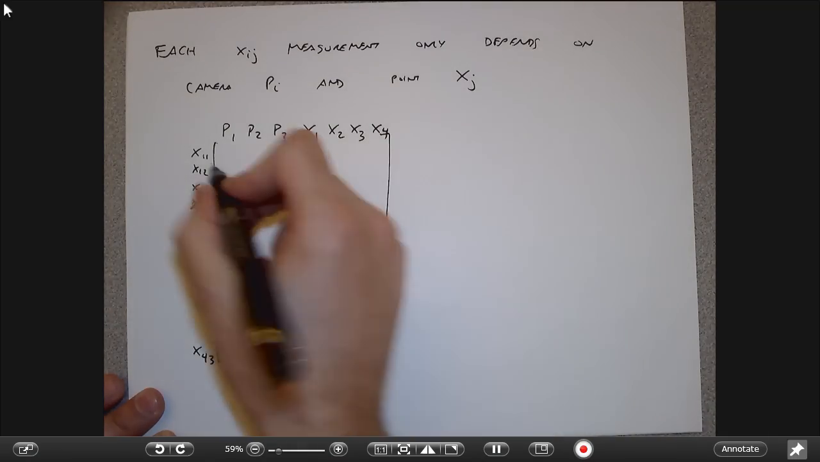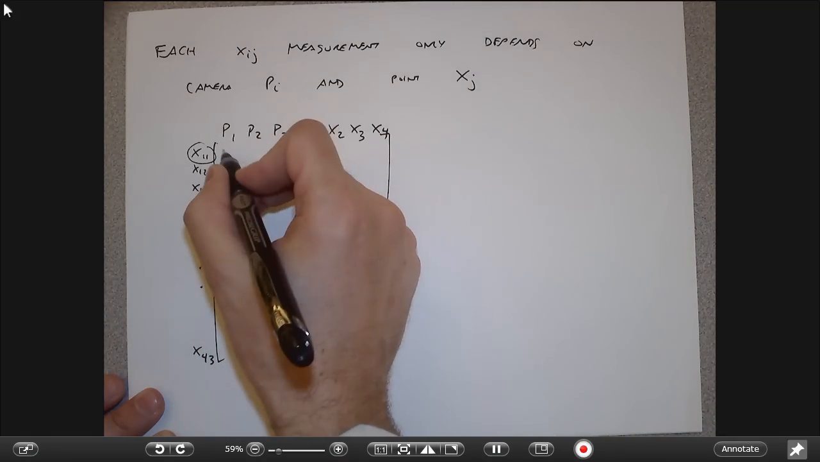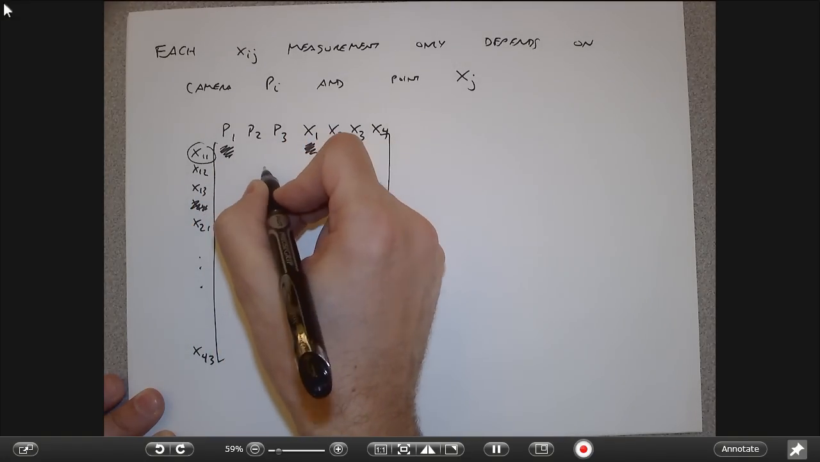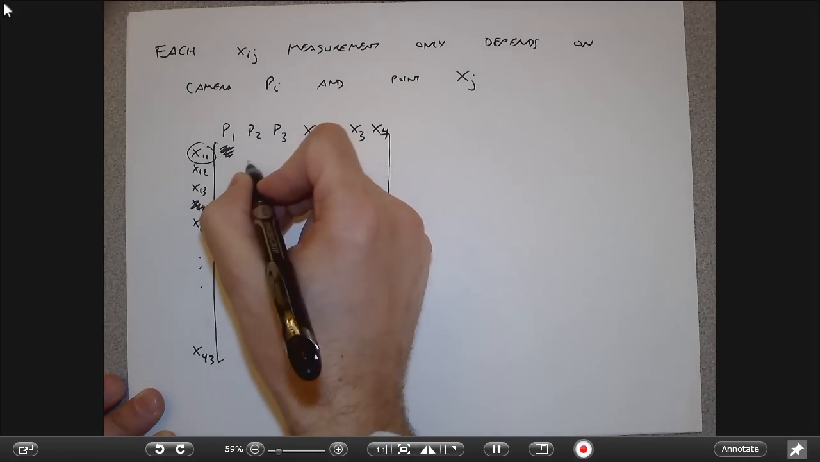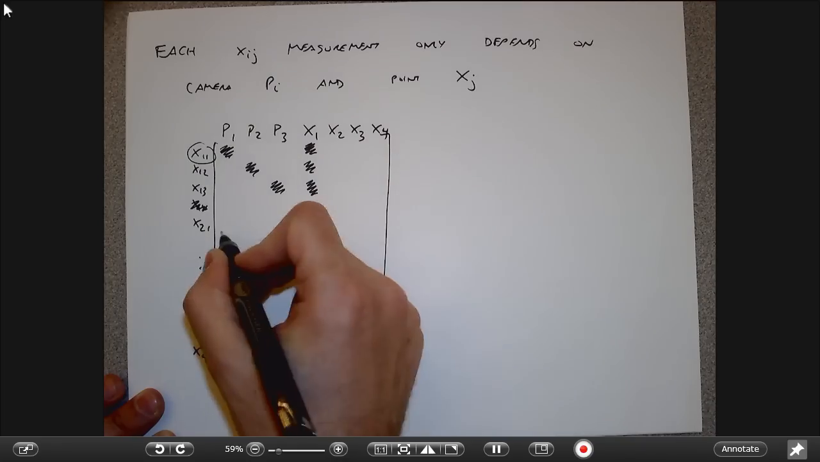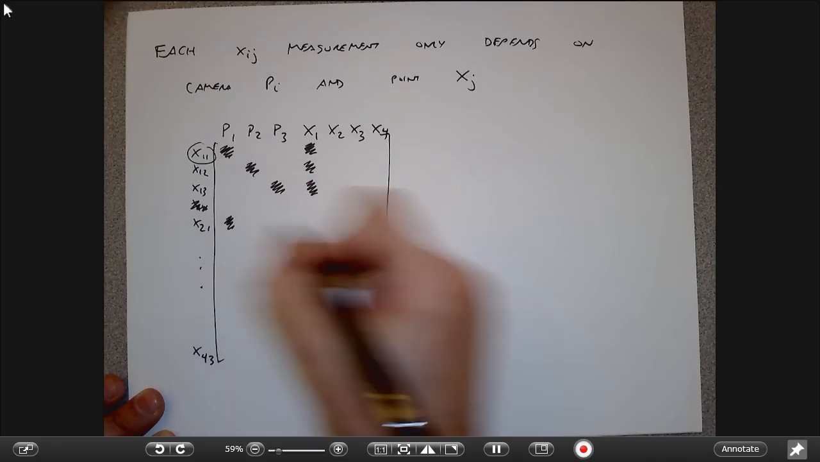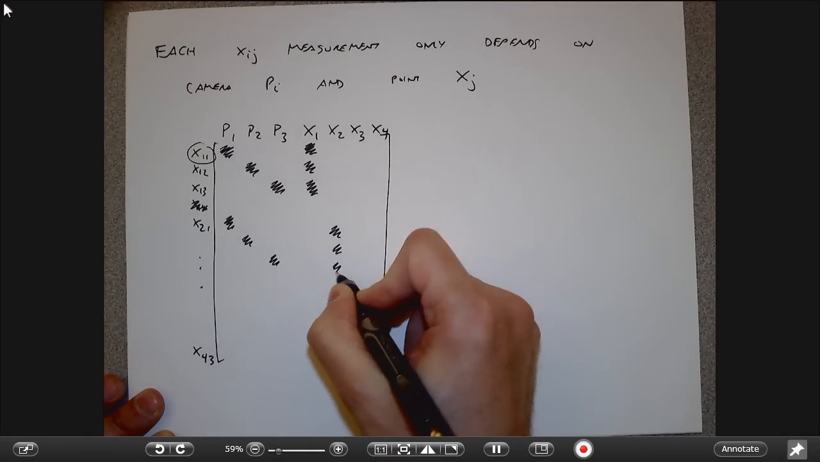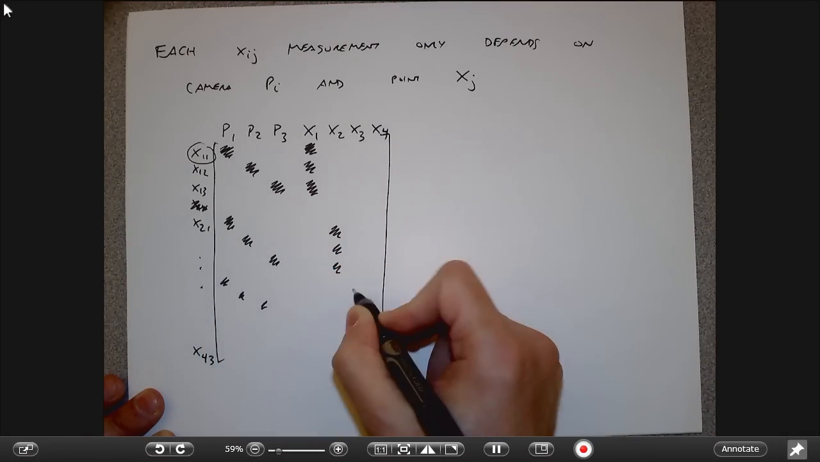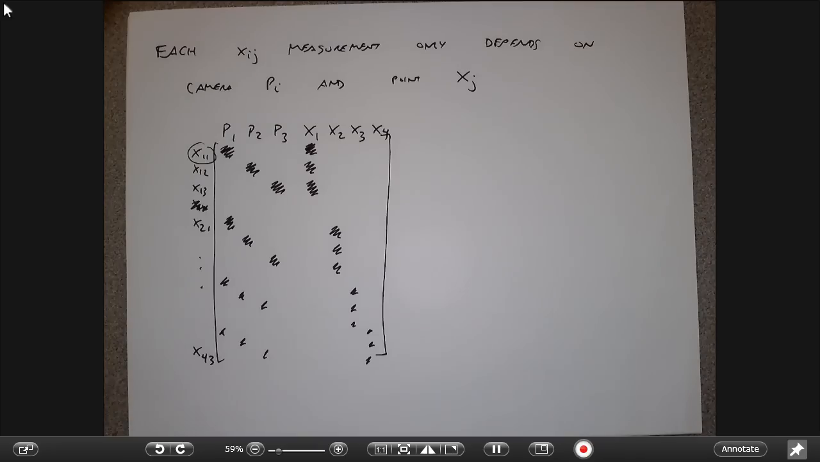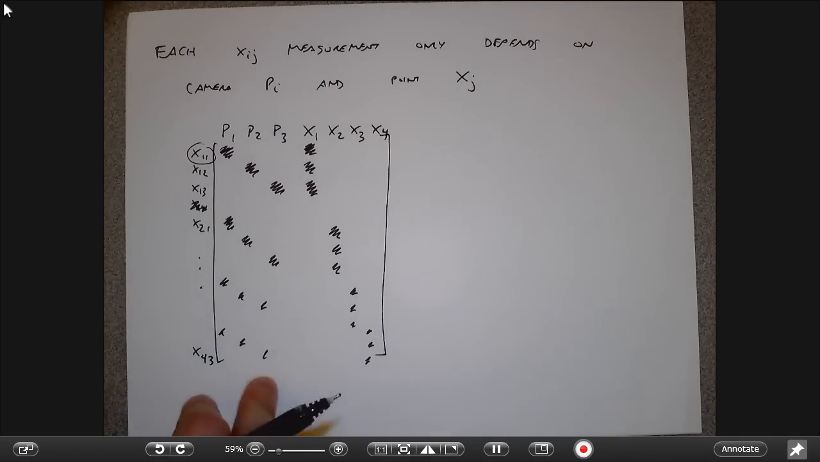Right? So this one here only depends on camera 1 and point 1. This one here only depends on camera 2 and point 1. This one only depends on camera 3 and point 1. This one only depends on camera 1 and point 2, and so on. So there's this kind of sparsity to the way that things depend on each other, if I'm being really sketchy here, right? Worst case scenario, all the measurements could depend on all the parameters. But in this case, that's not true.